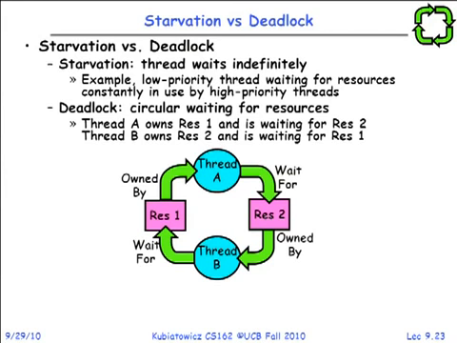Deadlock is a very specific type of starvation in which you have a circular waiting for resources. If you look at this particular graph here, we have thread A waiting for resource 2. Resource 2 is owned by thread B. Thread B is waiting for resource 1, which is owned by thread A. And I'm assuming these resources are ones that have to be owned exclusively. You can see that this particular scenario is never going to resolve itself, and we're deadlocked. Okay? Questions?